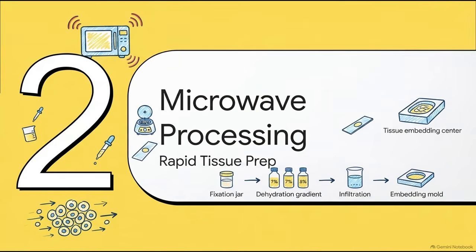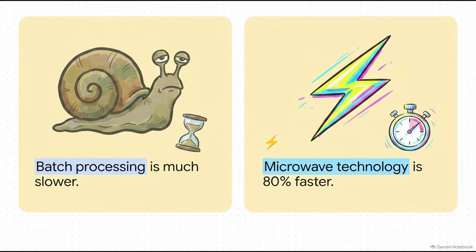Section 2, rapid microwave processing. So, what if a patient is literally on the operating table waiting for a diagnosis, and we need answers way faster than conventional batch processing allows? Well, by upgrading to microwave irradiation technology, we can cut tissue processing time by a massive 60 to 80%. It actually relies on the same heat diffusion principles discovered by Percy Spencer. You know, the guy who accidentally melted a peanut cluster bar with radar waves back in the 1940s.